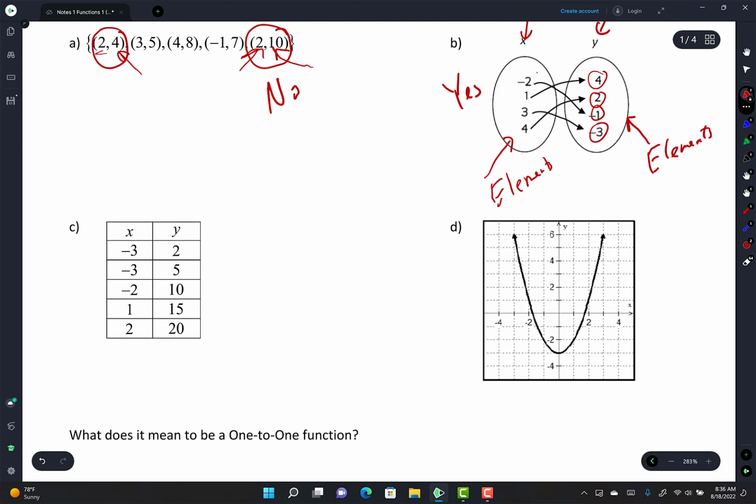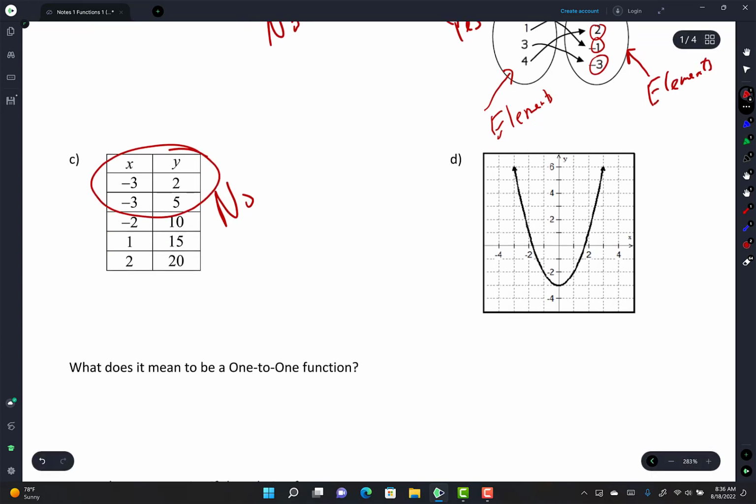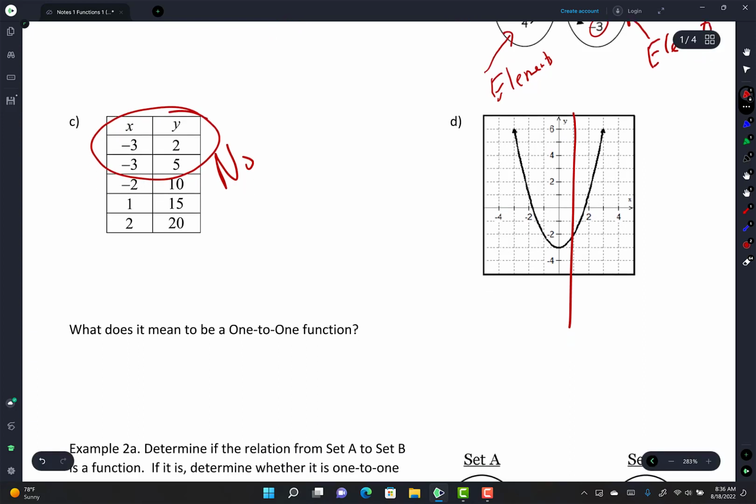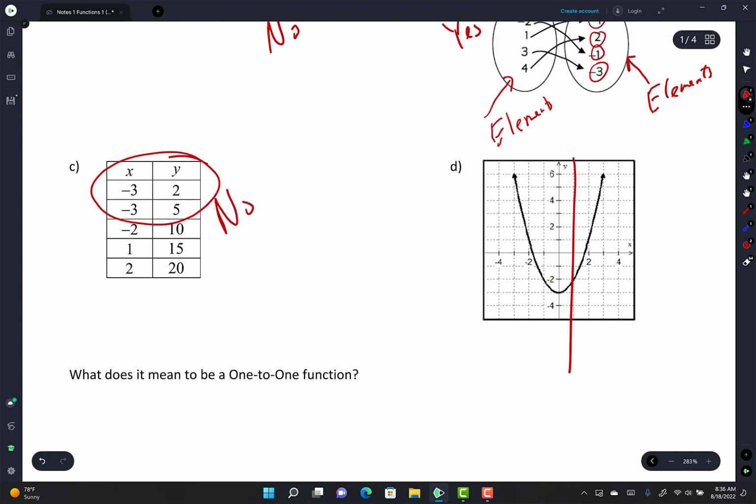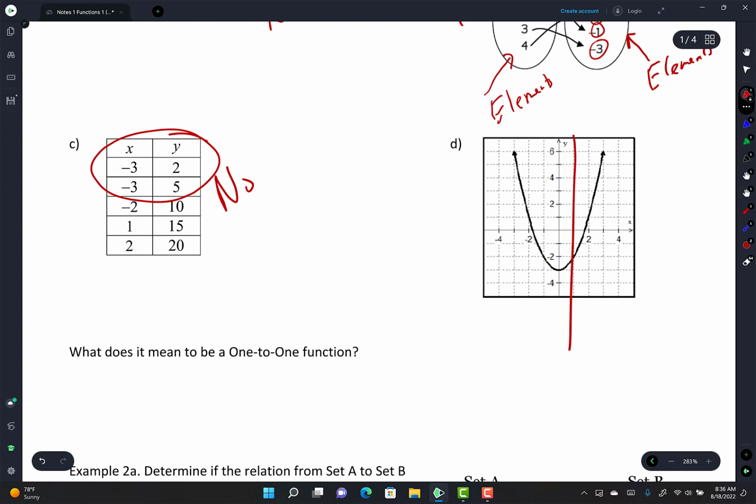Look at letter C. I have a table. Is it a function? Nah, no. X's repeat right there. What about letter D? Is letter D a function? Yeah, passes vertical line test. And then it says, what does it mean to be 1-to-1? And I know these notes are probably not very good. I probably need to update them because all of a sudden I just throw that word in there. What does 1-to-1 function mean? Have you ever heard of that, guys?